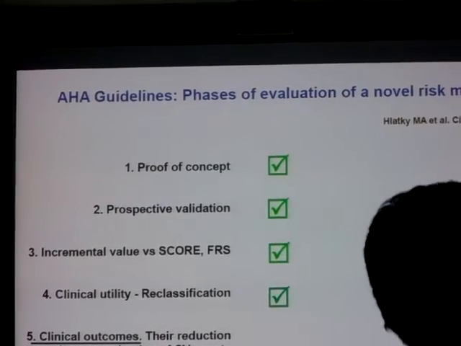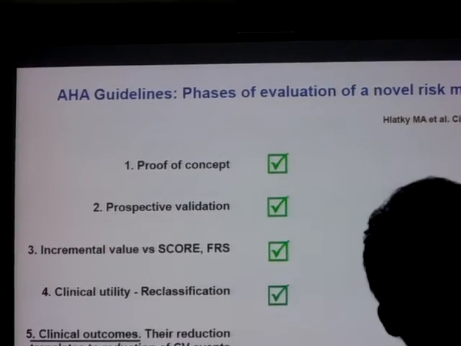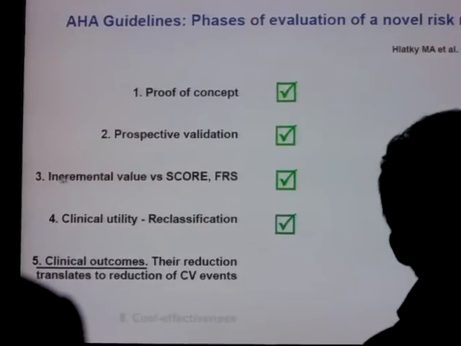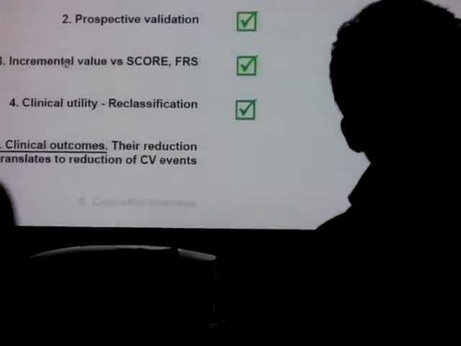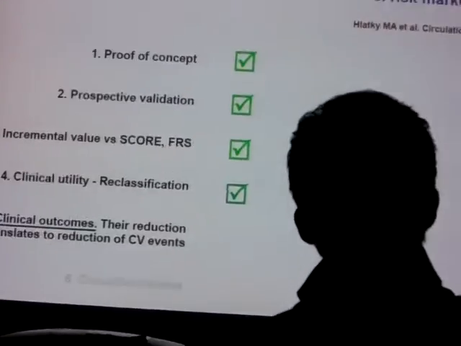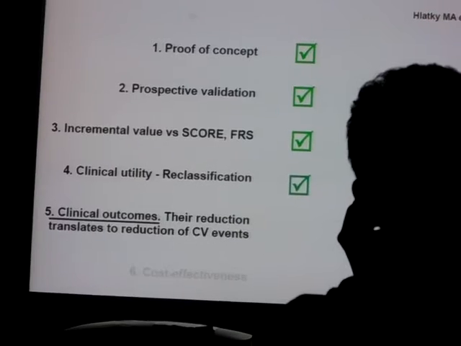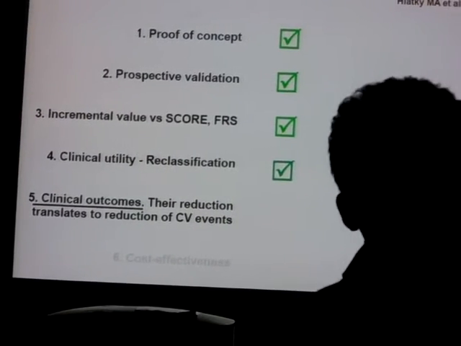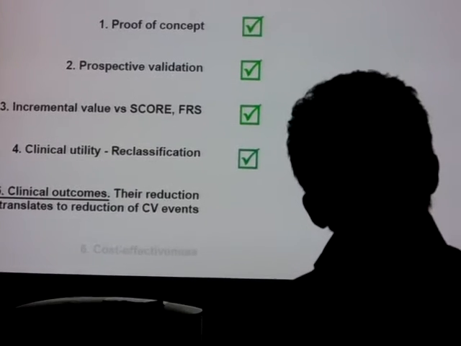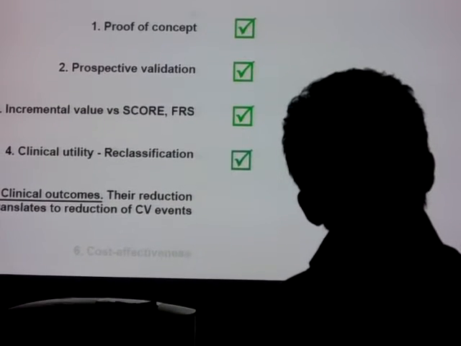And now there are 2 steps to be completed. This one is extremely important. I have no time to detail. This is incremental value. What does it mean? It means that if you measure pulse wave velocity, you have an added value in addition to the European score, or the Framingham score, or any risk score. And it has been well demonstrated.